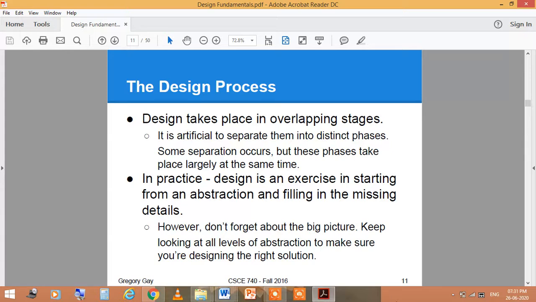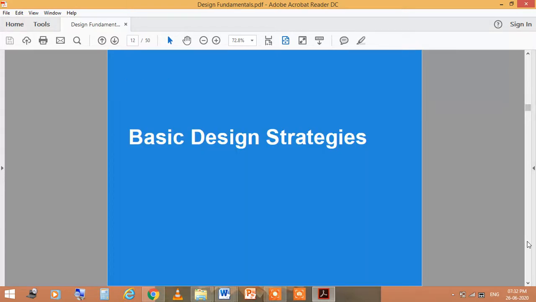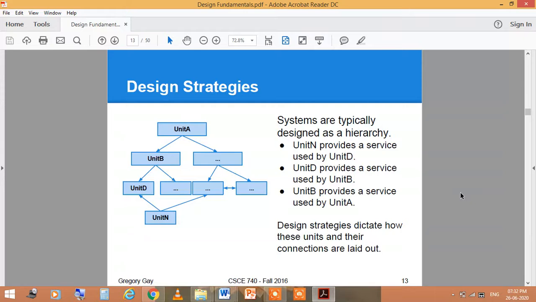So the next is the design process. In this process, the design takes place in overlapping stages. And the second is that in practice, design is an exercise in starting from an abstraction and filling in the missing detail.